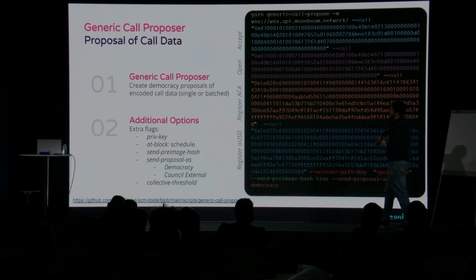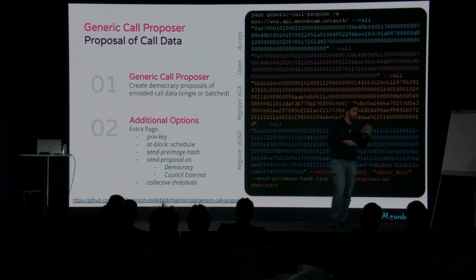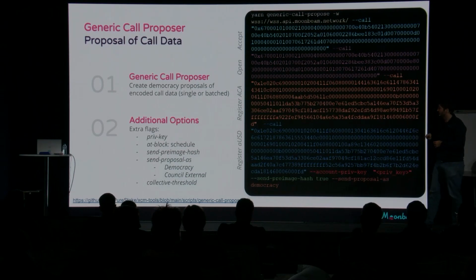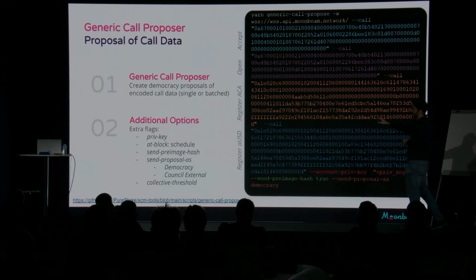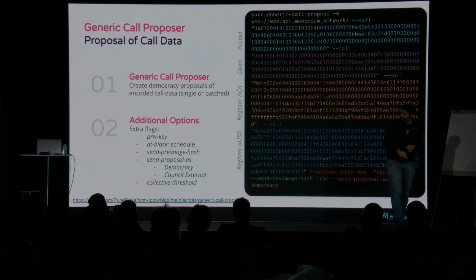And once again, this has all these different extra flags that you can use to manipulate this sort of proposal stuff. If you want to send it, you can provide a private key. You can schedule it. If you want to send a pre-image hash, you can do it. If you want to send a proposal, you can do it, and so on.